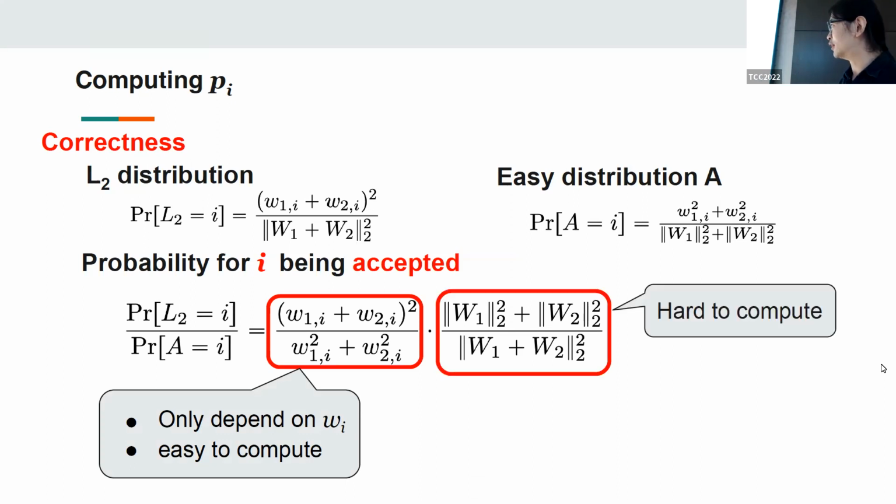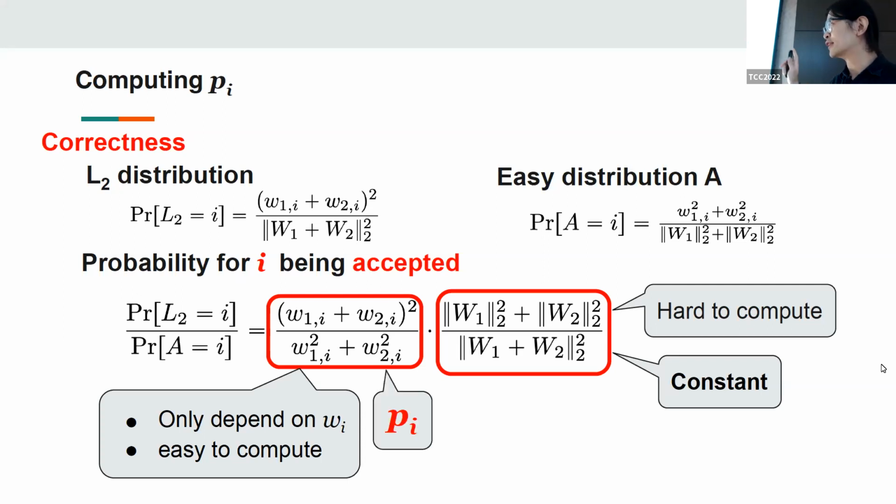So how about this right term? This is hard to compute, and we don't know how to compute it. However, for i drawn from the distribution A, this is a constant. So why do we need to compute it? We don't have to. Even though we don't know how to compute it, it doesn't change our output. We still get the correct distribution of L2. So we can just use the left part as our pi, though of course you need to adjust it by some constant to make it a valid probability.